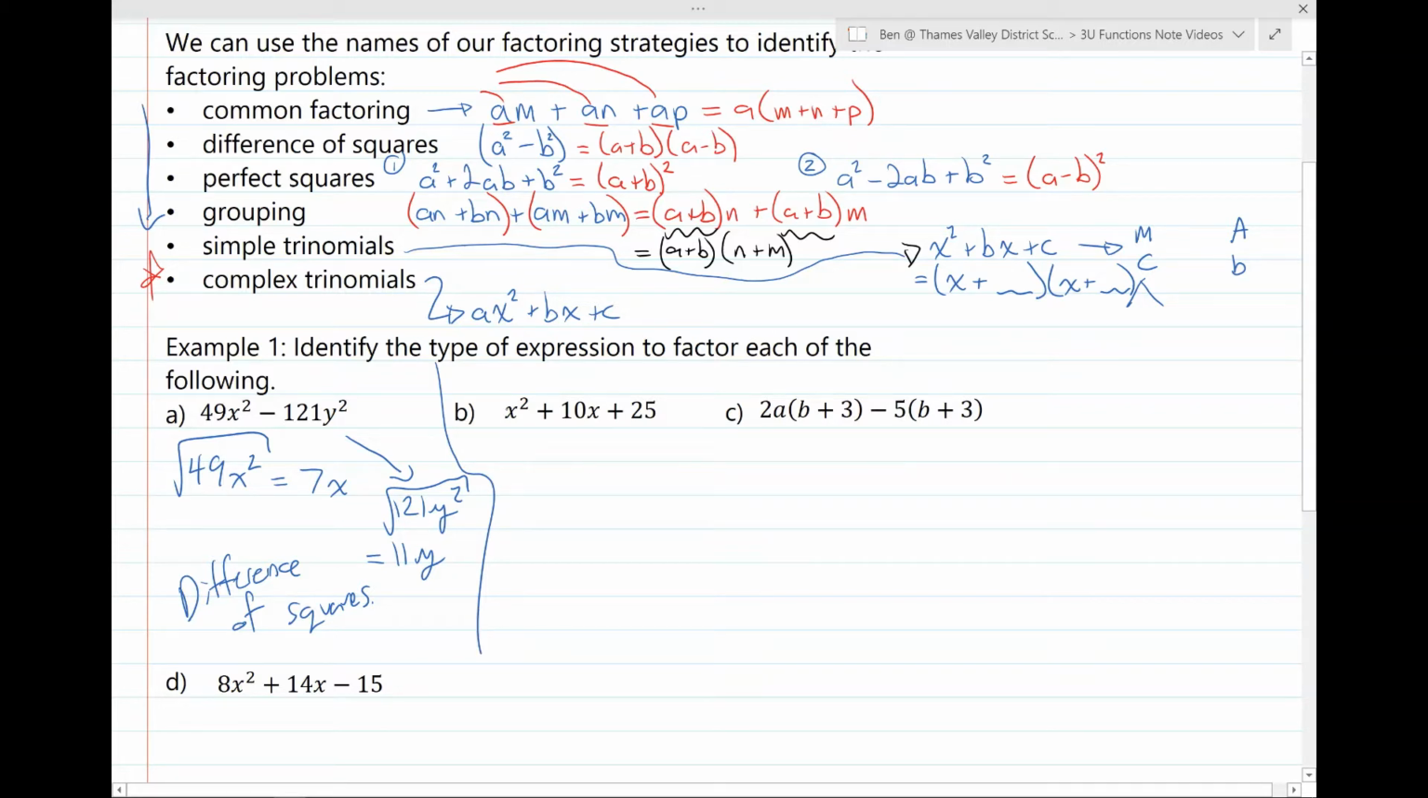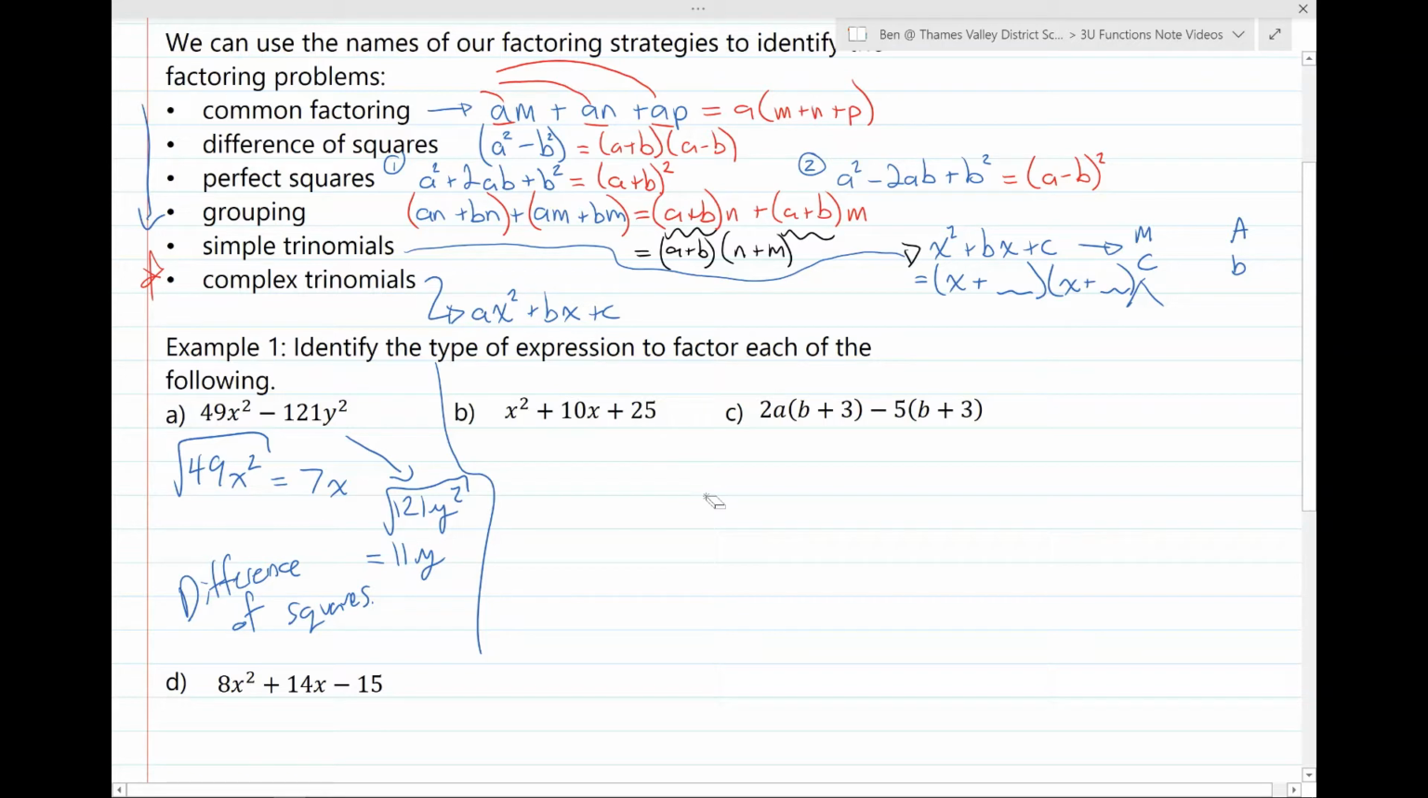Next, we have here a question. Let's take a look. Is there a common factor? No, because my first term is x squared, my final term is 25. There's nothing in common there. Is it a difference of squares? No. This has 3 terms, right? 1, 2, 3, and a difference of squares only has 2. Is this a perfect square?